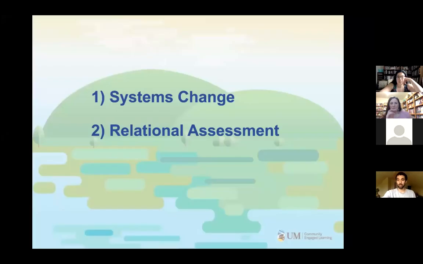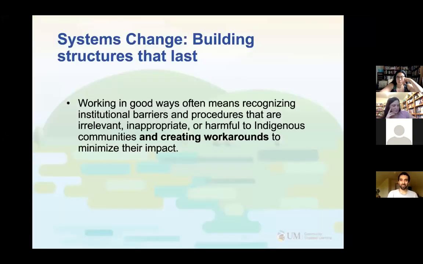Relational assessment. Like Nikki mentioned before, the presentation will look a little bit different. There's no story to begin today because we're condensing a lot of information and now running a little bit late. So we'll get right into it. We'll be talking about systems change and relational assessment.